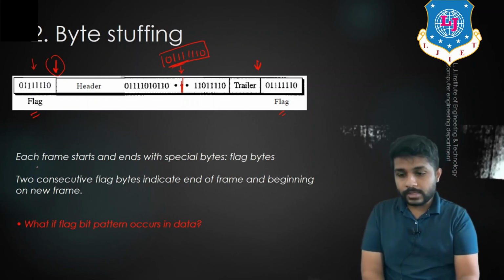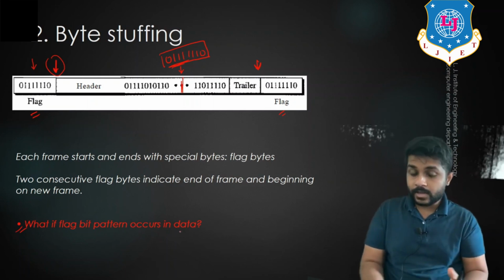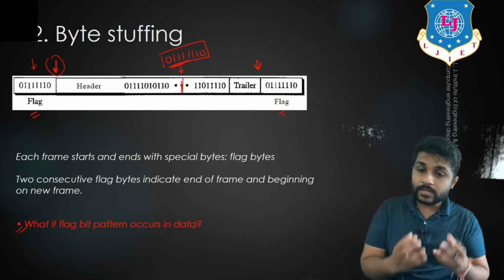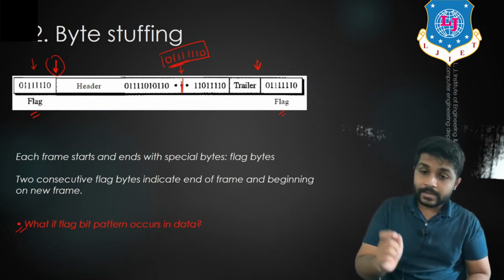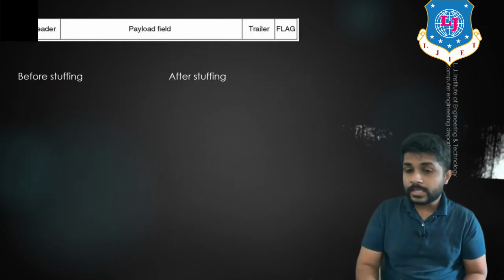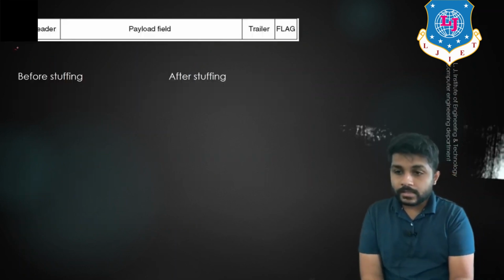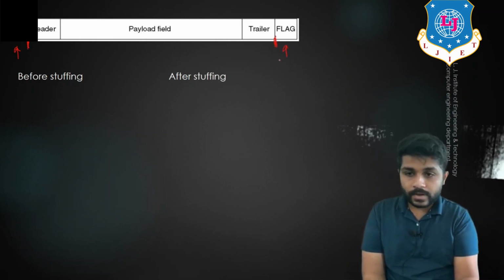Okay, like we just discussed, what if the flag-like bit pattern occurs in the data? So now we are going to see what we can do if the flag-like pattern is there in the frame. Now you can see on the screen that there is a flag at the starting of the frame and there is a flag at the ending of the frame.